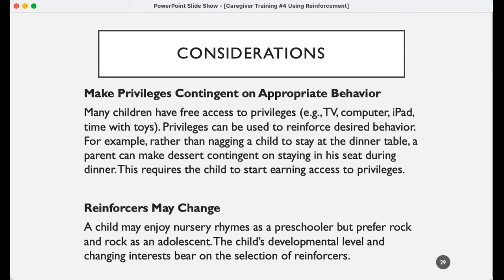For example, rather than nagging a child to stay at the dinner table, a parent can make dessert or TV time contingent on them staying in their seat. Remember, reinforcers may change over time. Your child's development level and changing interests bear on the selection of reinforcers.